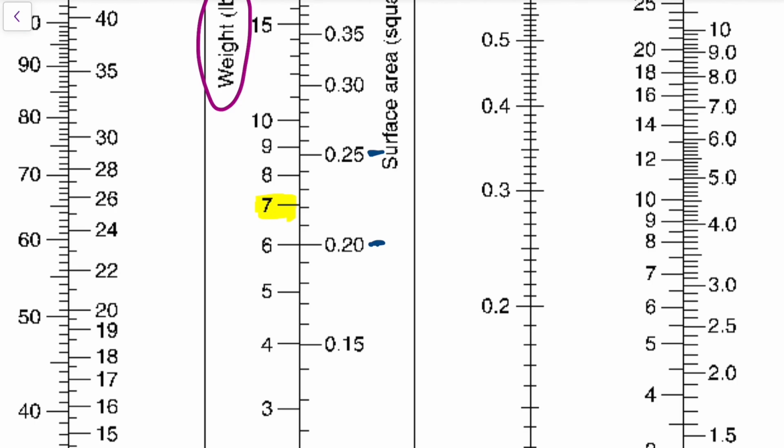In this case, each dash is going to be 0.01. So this is going to be 0.21, 0.22, 0.23, and 0.24. So we can kind of use an approximation here and say that the body surface area is going to be 0.22 meters squared. So again, it's just sort of an approximate. If you need something more accurate, you're using the outside pieces of the nomogram or the formula. So let's say 0.22 meters squared.